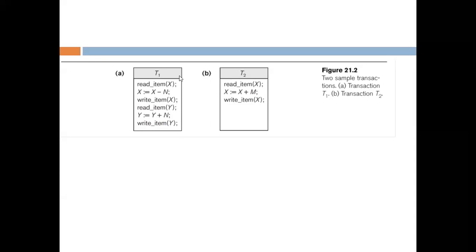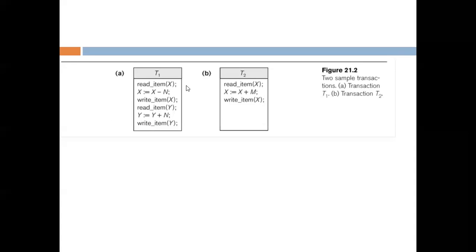So this is a typical transfer of an amount from one bank account to another bank account. X we can take as the account from which the amount is debited, and Y is the other one where the amount is credited. So we decrease the amount in one account, then increase the amount in the other account and write it back.